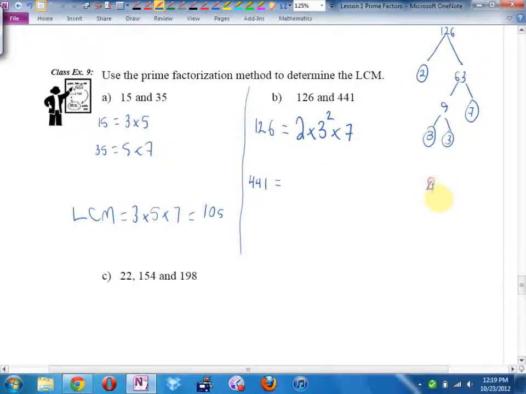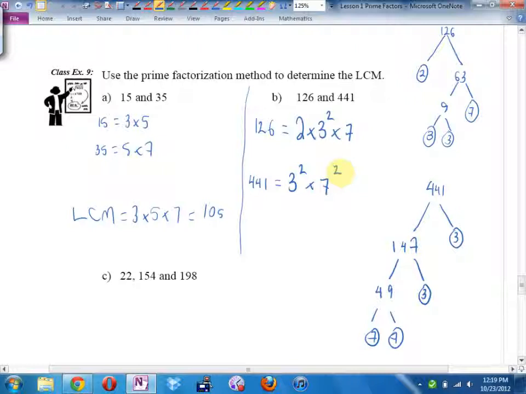441. Wow. What goes into 441? 3 does, and it's going to go that many times. 3 does again. Do this in my head.